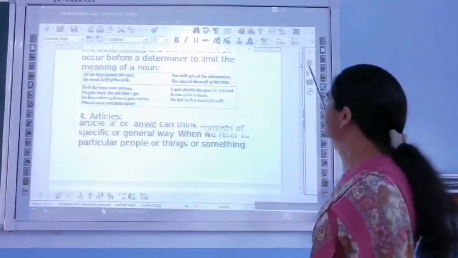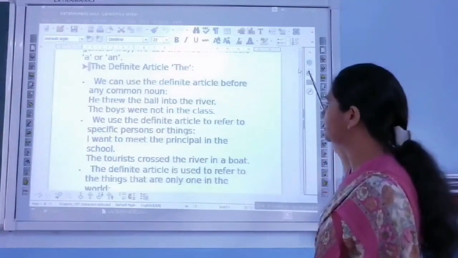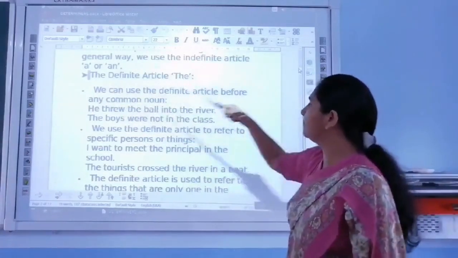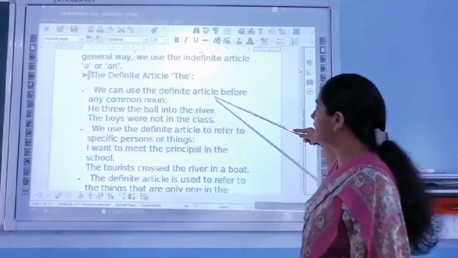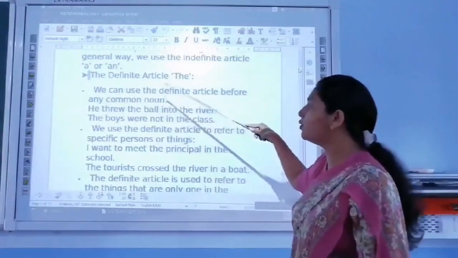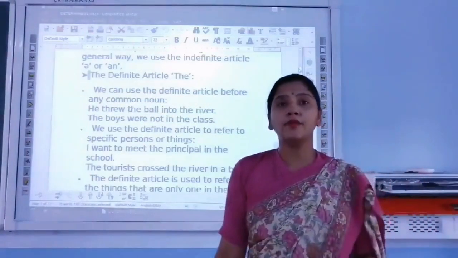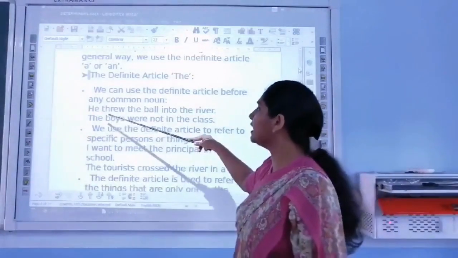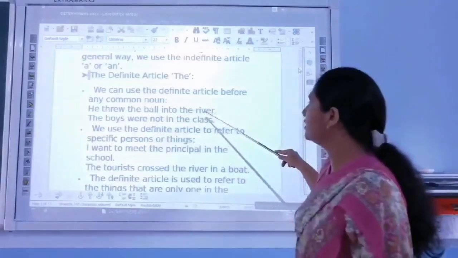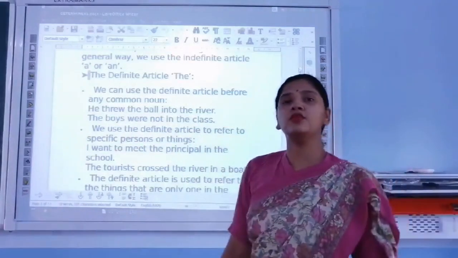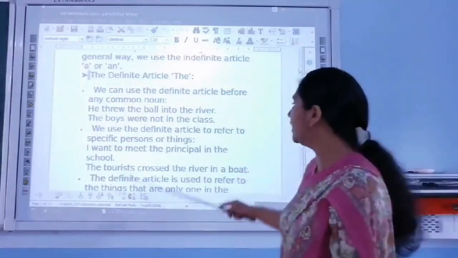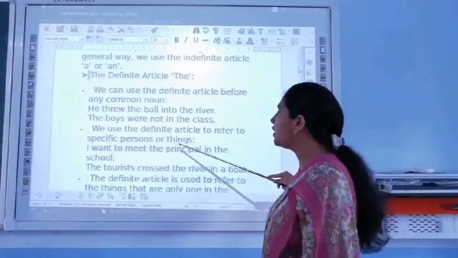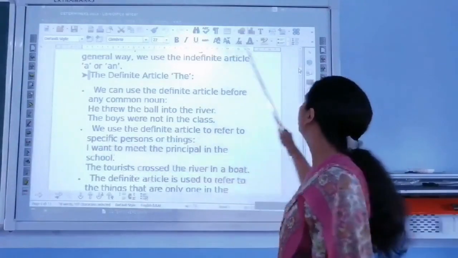For the using of the, you have to remember a few things. See, the definite article the. We can use the definite article before any common noun. That means for a common noun we have to use the. See, the boys. Boys is a common noun. River. River is a common noun. Whenever we use the word river, you have to use the. We use the definite article to refer to a specific person or thing. See, specific person.